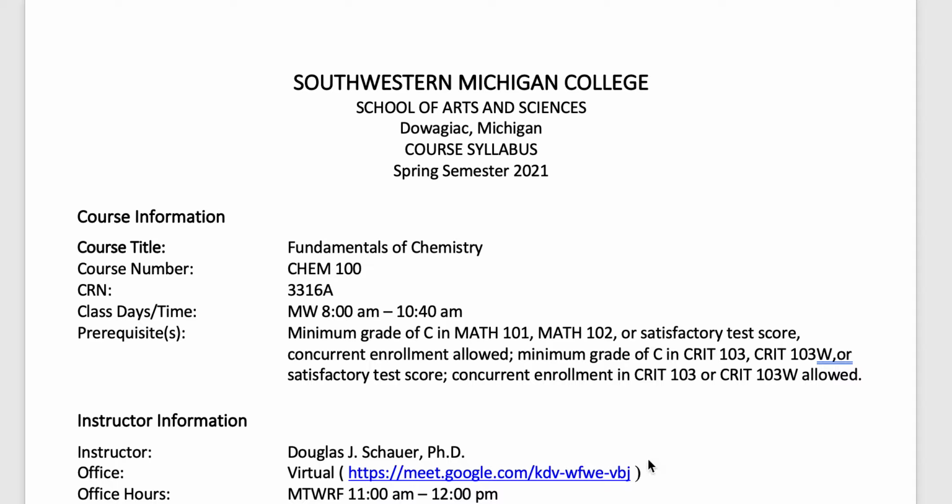You can see here the information that we're provided with right off the bat is some identifying information about the course. It's called Chem 100, Fundamentals of Chemistry. This is the course registration number, the CRN. Every section is going to have its own CRN, so yours may not match this. There's also information about when the class is going to meet. Again, if you're not in my class, this may not match your particular section.